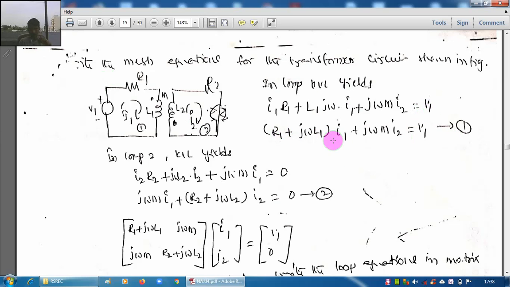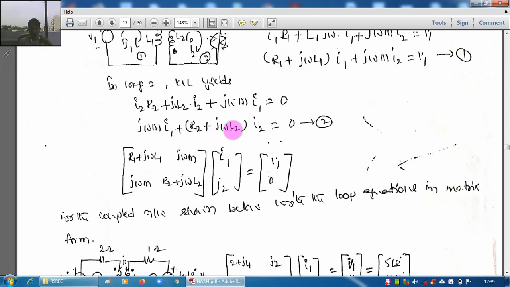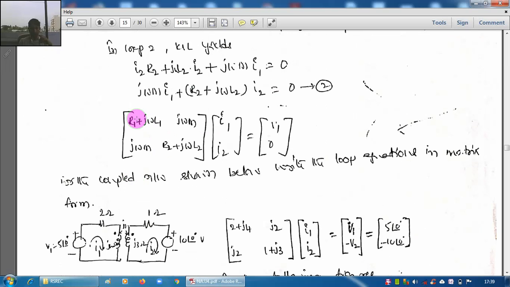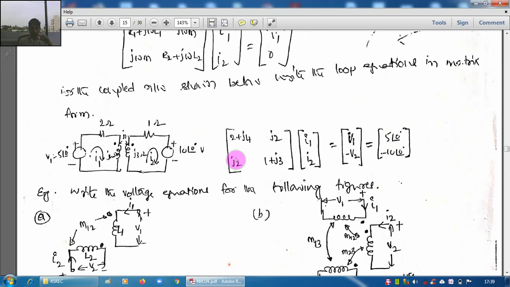R plus j omega L is taken common, it's written like this. Similarly for the second coil, I2 R2 plus j omega L2 I2 plus j omega M I1. Once M is given as known as positive, same thing here also, it is positive. Like that the second equation is also written. Those two equations, first equation coil 1 voltage equation and coil 2 voltage equation, are written in matrix form. We can write the voltage equation.